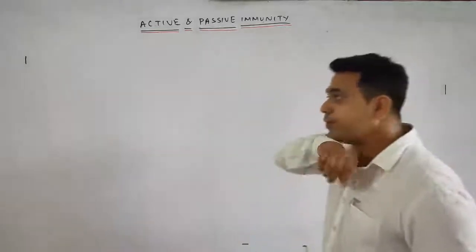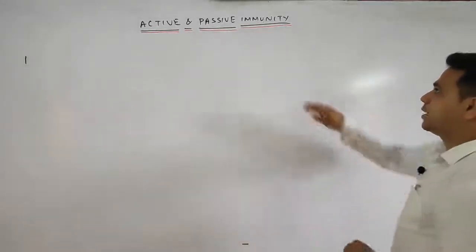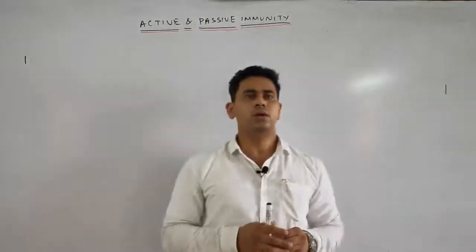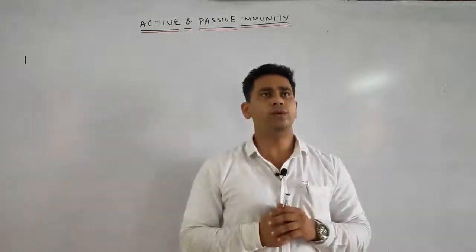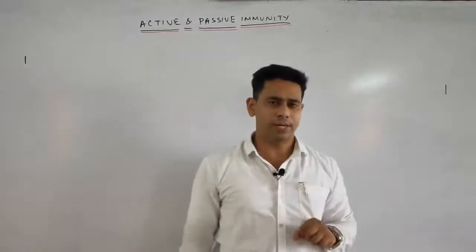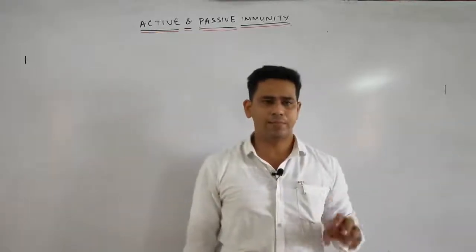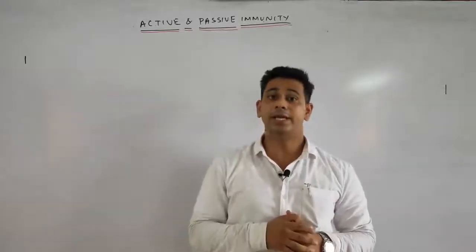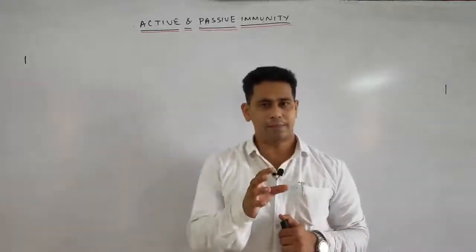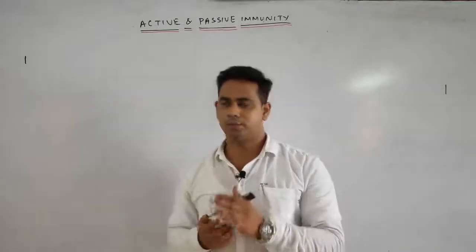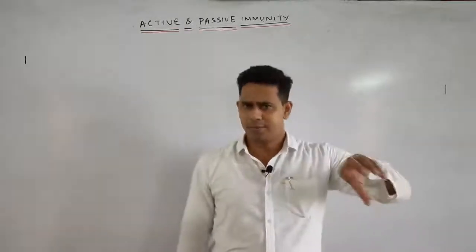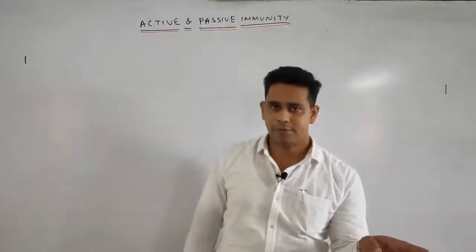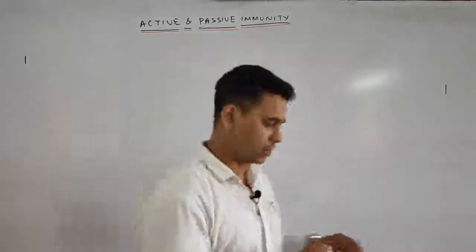Today we will discuss our new topic, active and passive immunity. We discussed that in acquired immunity, the organism develops immunity after birth. Innate means it is present since birth. Acquired means it develops after birth. Acquired immunity is further divided into two types: one is active immunity, the other is passive immunity.